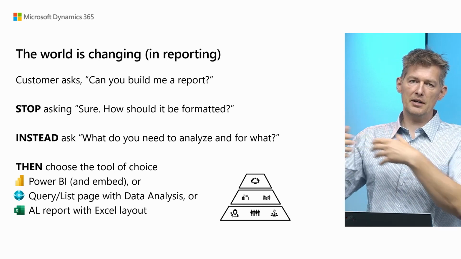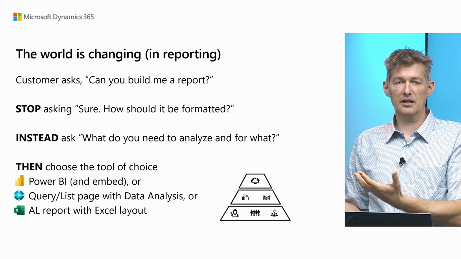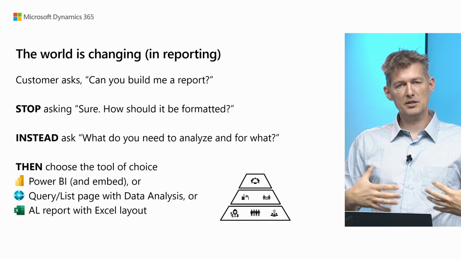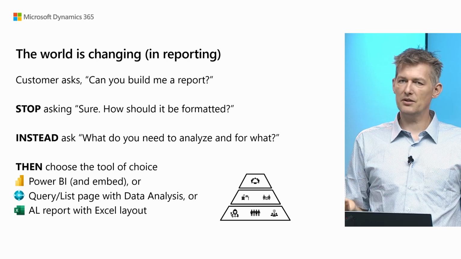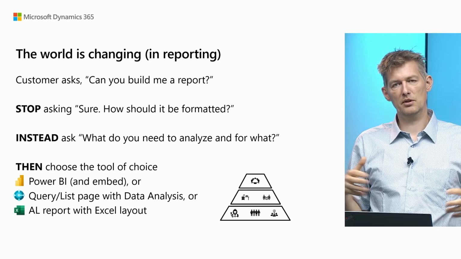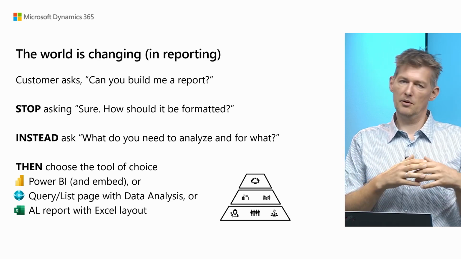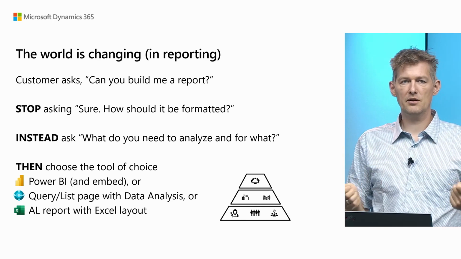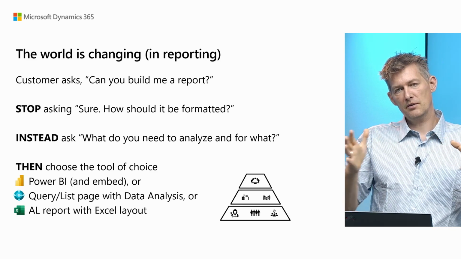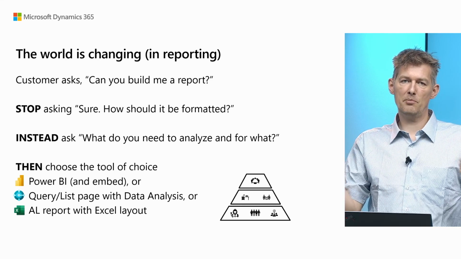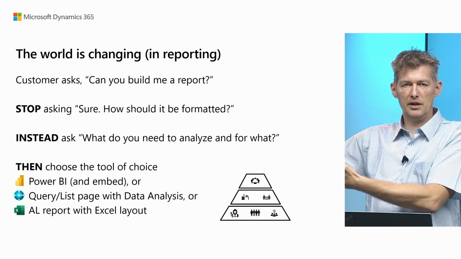Maybe for KPIs, Power BI and embedding Power BI is the thing. Or as we saw in this presentation, the query lists ad hoc analysis might just be the report that they want, but it's not a traditional Business Central AL report because it's just a definition of things. For queries, it would be, what is the data set I need to mash up for you, dear customer, so that you're unblocked with your ad hoc analysis.